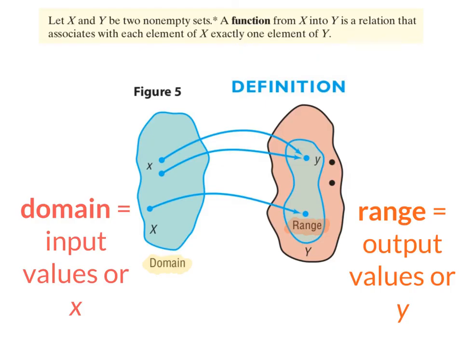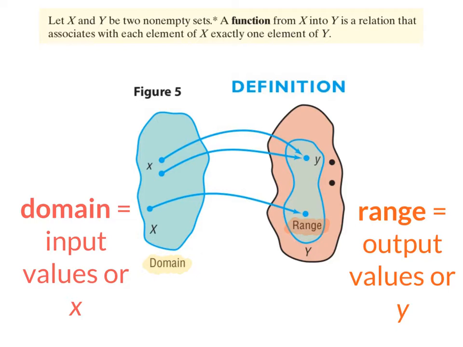All right, so now we can talk about what a function is. And one formal definition is a function from x to y is a relation, remember, correspondence between two sets, that associates with each element of x, which is again your input, one input for exactly one output.